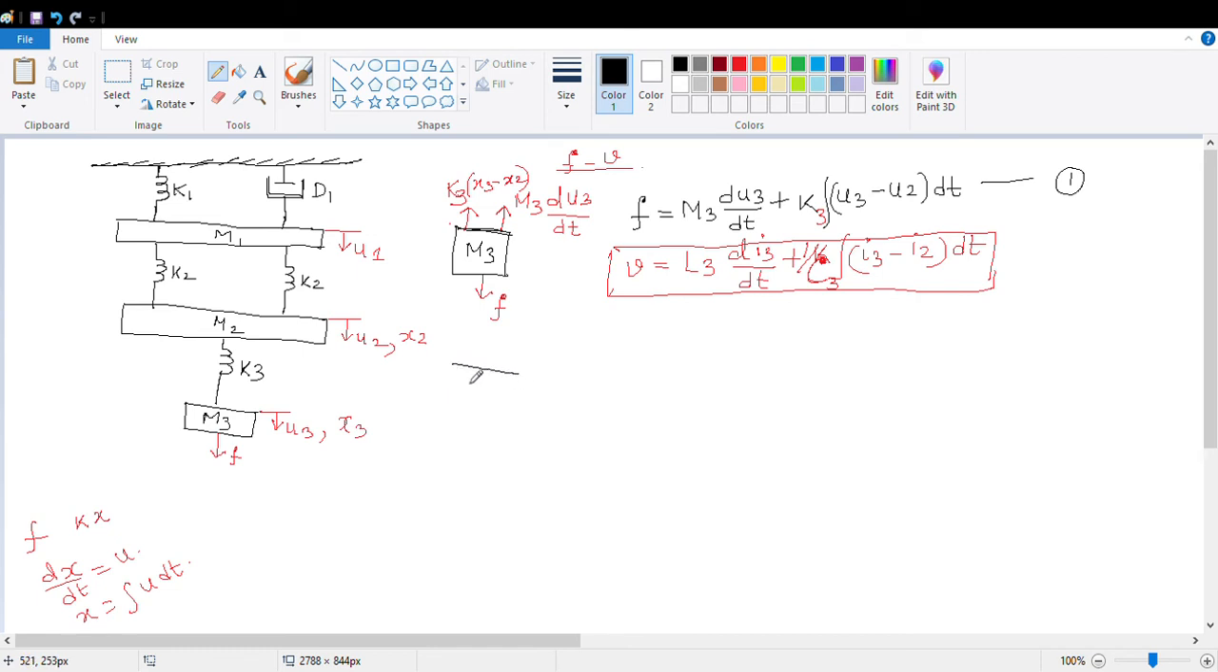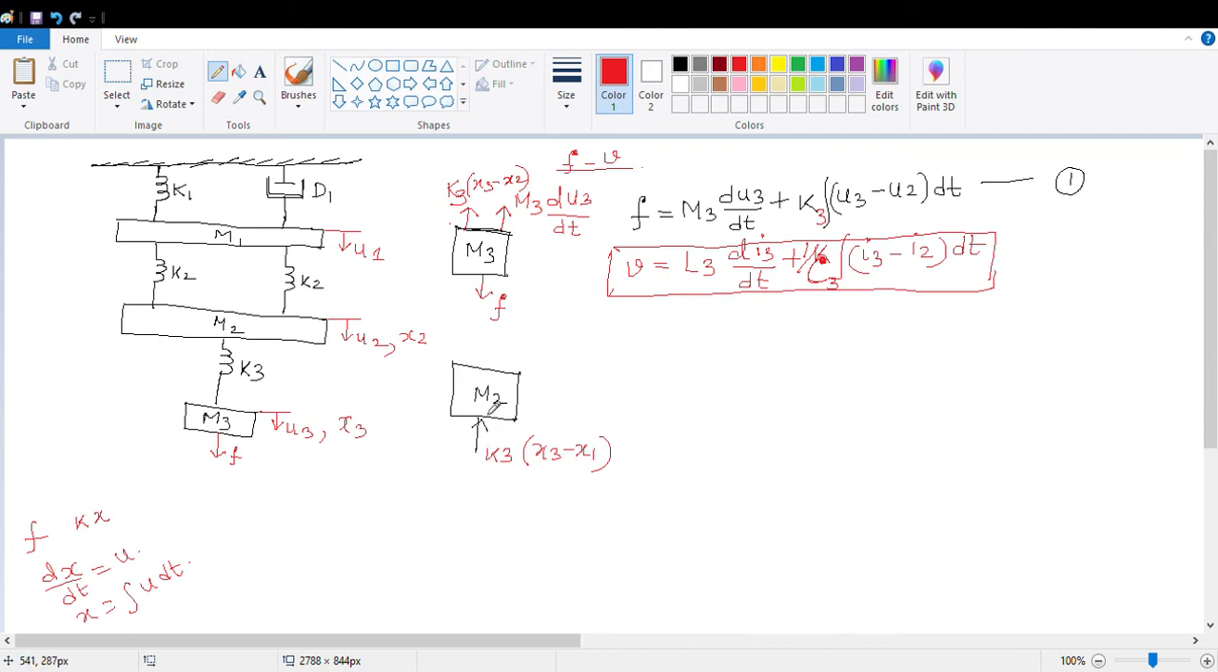What happens on M2? So on M2, what is the force actually acting? There is no direct force on M2. So I will consider that the force, which is the restraining force acting on M3, K3, X3, X2, will act as a force on M2. So what is its direction? The direction is like this. Though it is a restraining force, I will take this force x3 minus x2 as the applied force on M2.